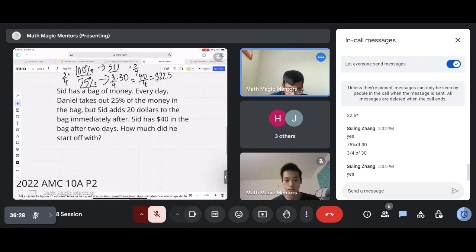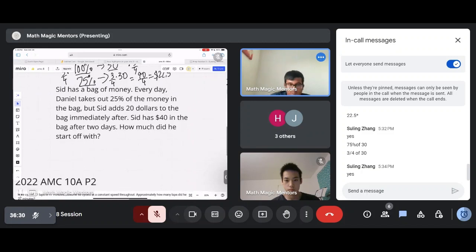Now this is a problem that's building on concepts that we learned throughout. It says that Sid has a bag of money, and every day Daniel takes out 25% of the money in the bag. But then Sid immediately adds $20 to the bag immediately after, right? So after 2 days, Sid has $40 in the bag. And so how much did he start off with?